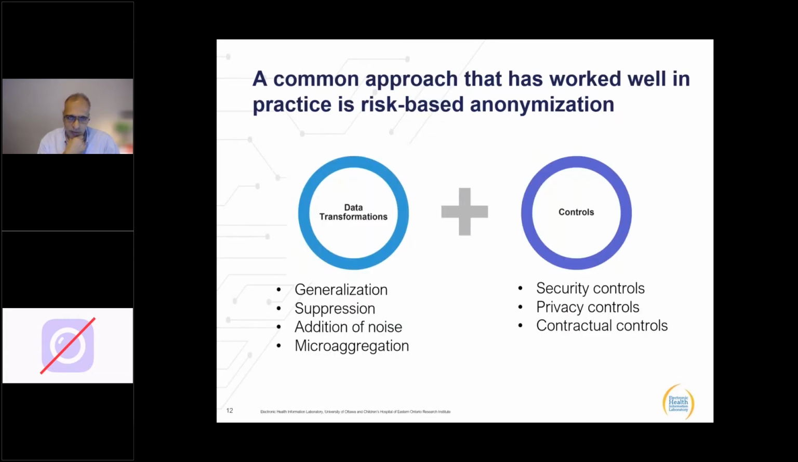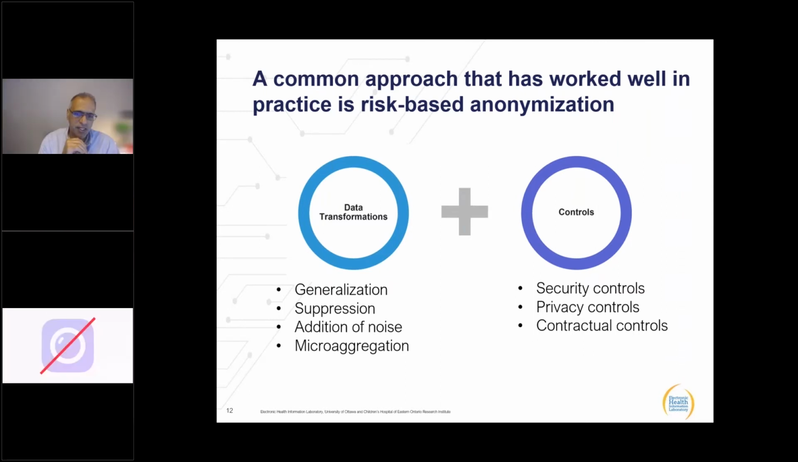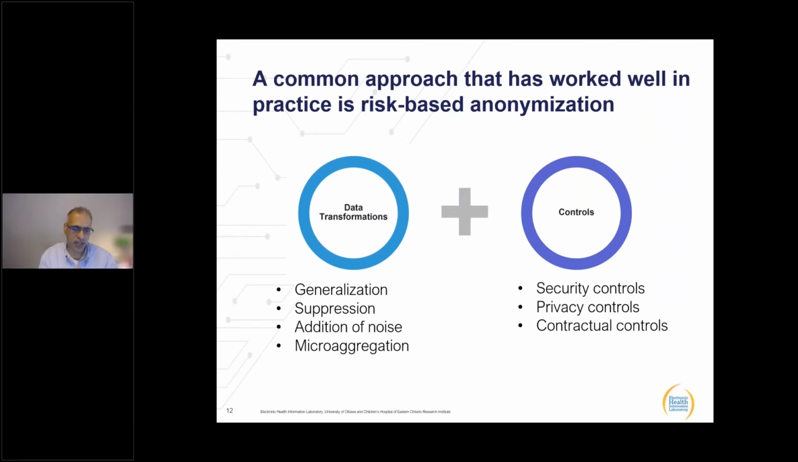But that's not all the story. So historically, one of the more common and applicable methods for creating non-identifiable data is the risk-based approach, or risk-based anonymization, or risk-based de-identification. The terminology varies, but the basic principle is that you apply the data transformations, as we have already discussed, and you also implement controls. The data transformations are generalization, suppression, noise addition, microaggregation, and various other techniques that can be applied. And these reduce the risk of re-identification up to a certain point.